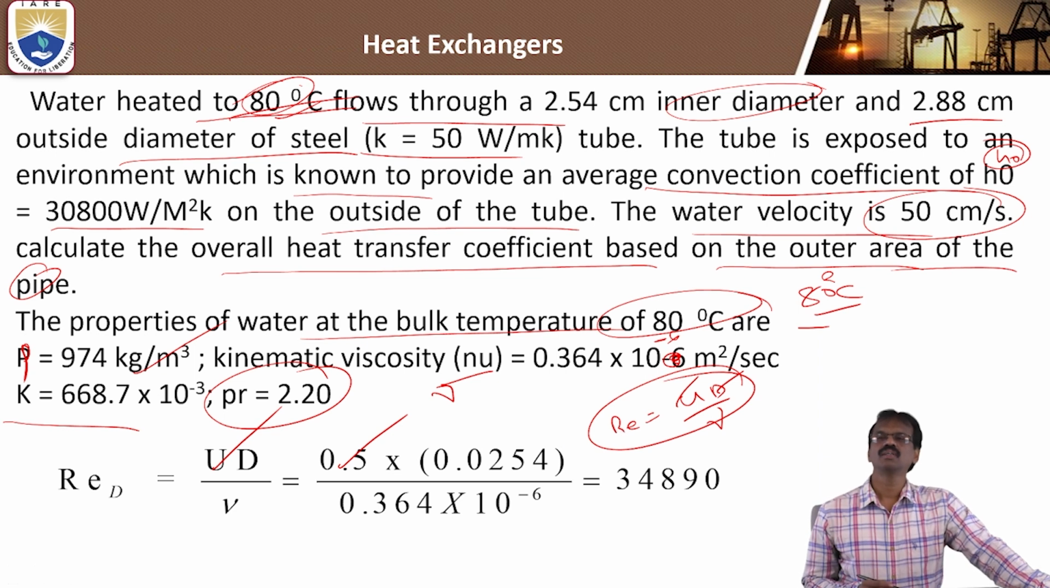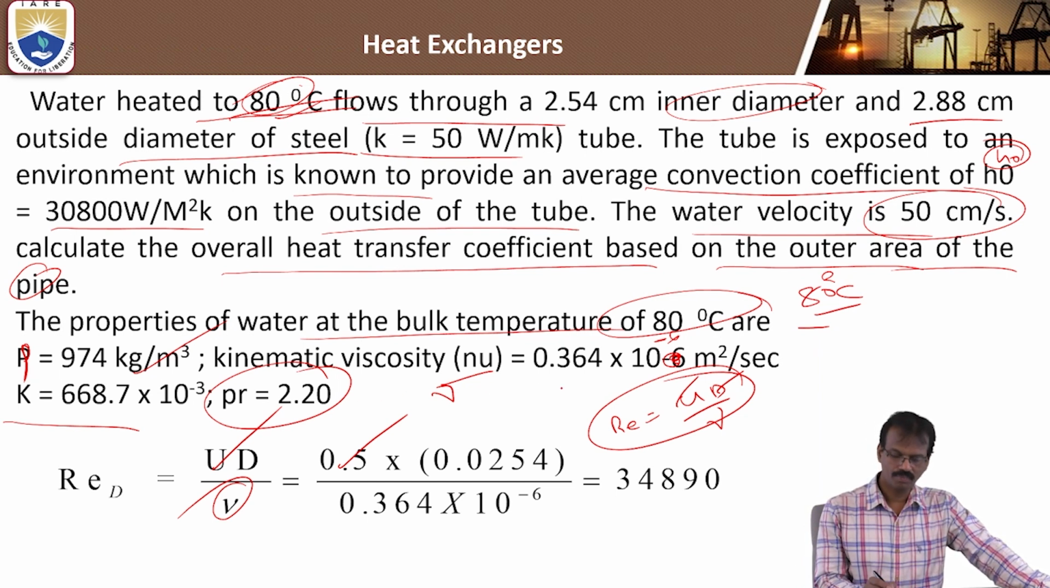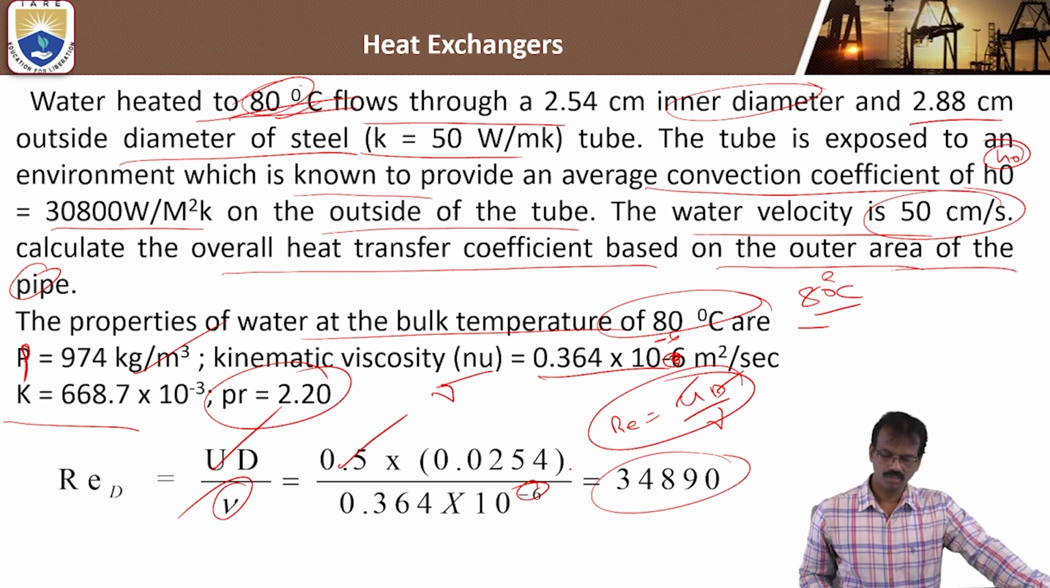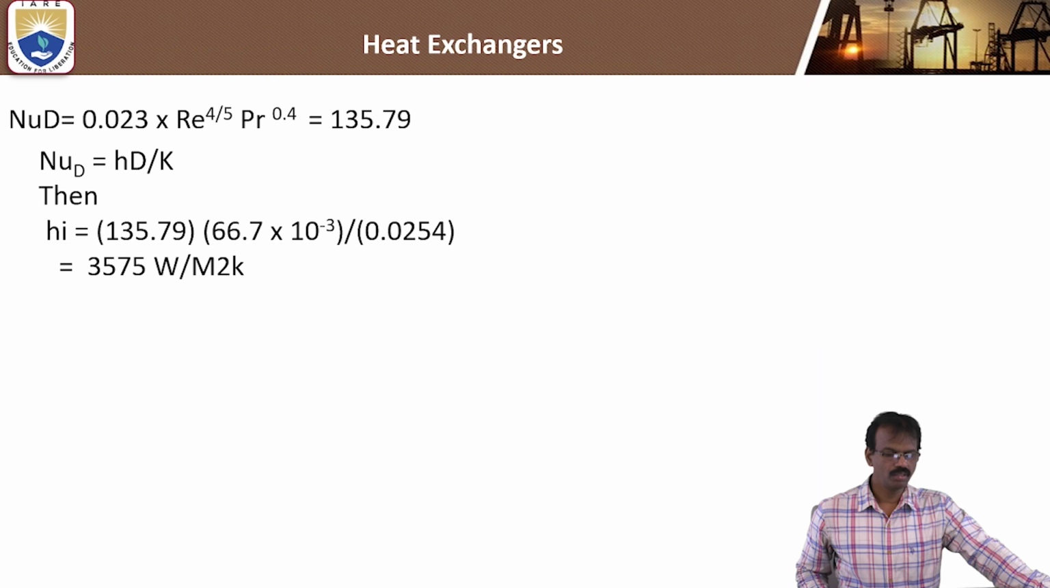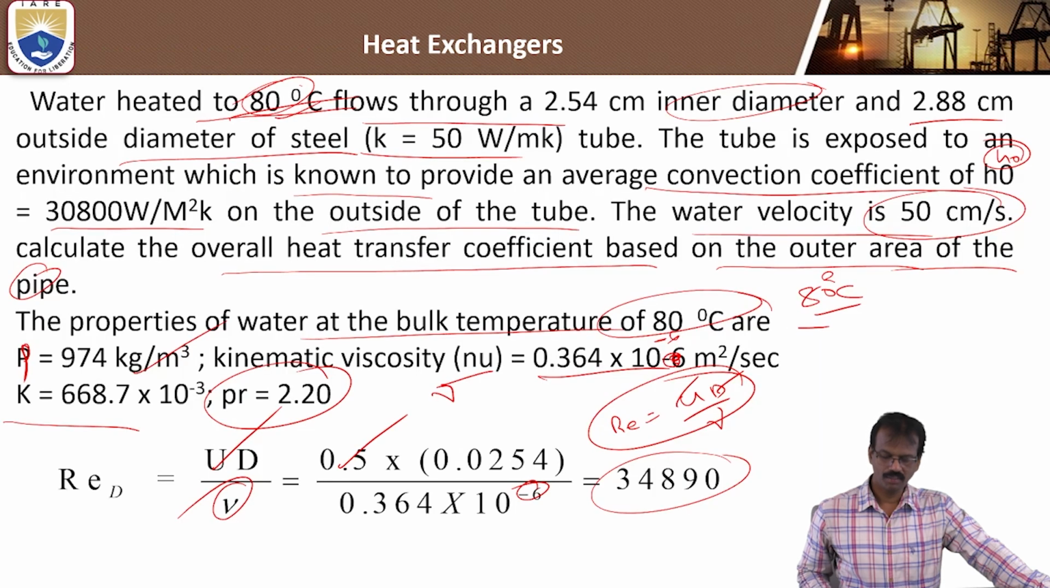0.025 meters, so here 50 means 0.5. Next, kinematic viscosity: the value is already given, taken from the data book, that is 0.364 into 10 to the power of minus 6. If you solve this, you will get 34890. So this is greater than 3200, so we can understand this is turbulent flow.